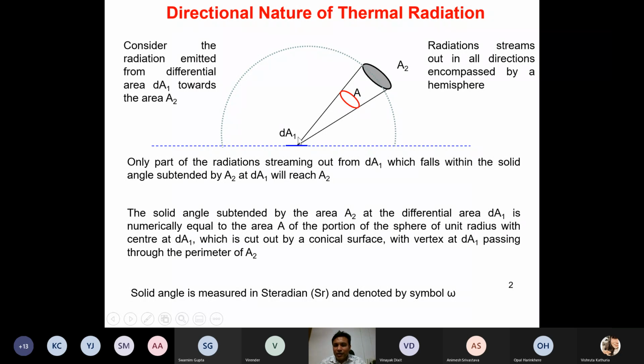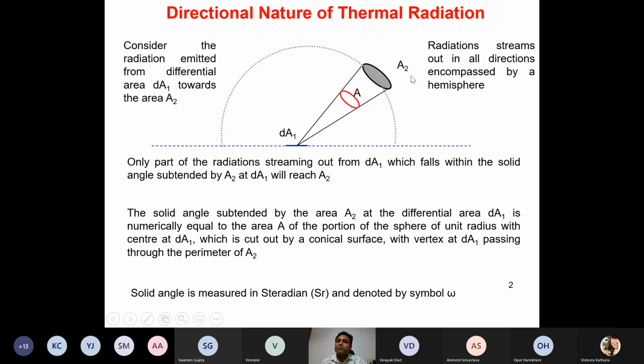So the solid angle subtended by this area A is nothing but the solid angle subtended by A2 at dA1. The definition given here is: the solid angle subtended by area A2 at the differential area dA1 is numerically equal to the area A of the portion of the sphere of unit radius with center at dA1, which is cut out by a conical surface with a vertex at dA1 passing through the perimeter of A2.